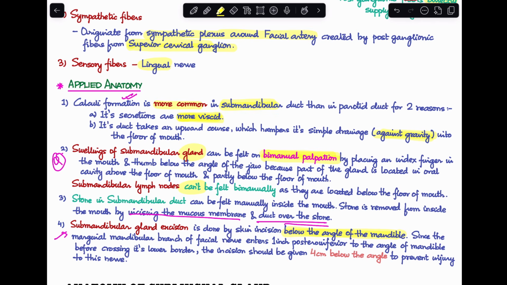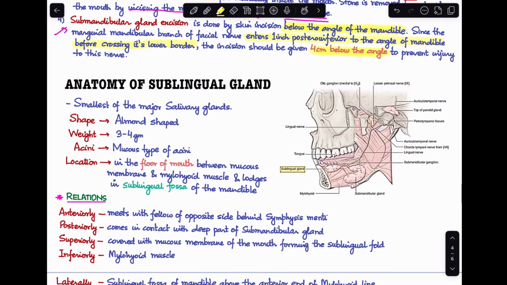So, the marginal mandibular branch of the facial nerve enters 1 inch posterior inferior to the angle of the mandible before crossing its lower border. Therefore, so as to not injure this nerve, we will give the incision about 4 centimeter below the angle of the mandible. So these are all the clinically significant anatomy that you need to know here, and that completes our discussion on submandibular gland. Next, we are going to talk in short about sublingual gland anatomy.